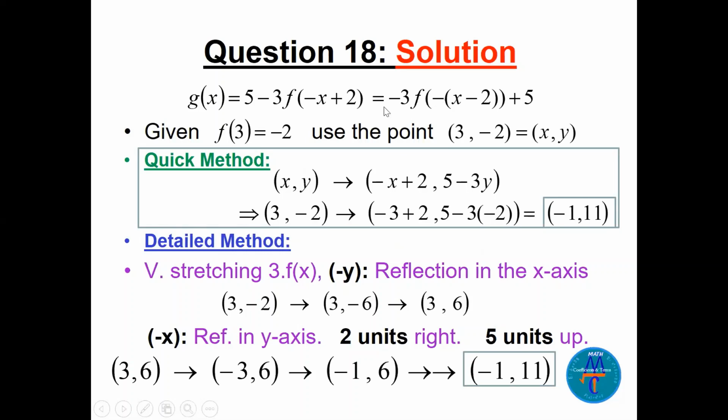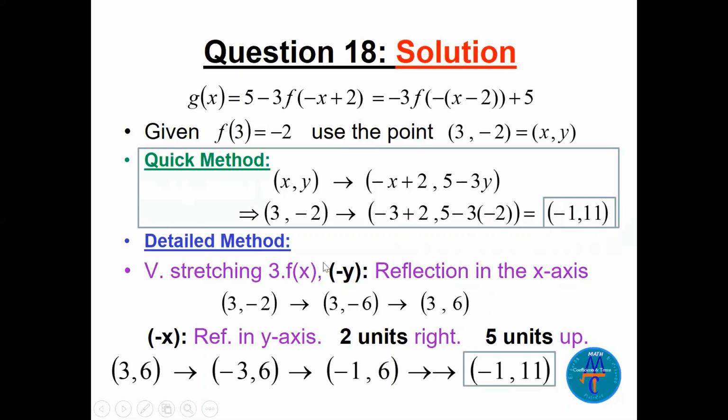So what do I need to do? I have to change it to minus x plus 2. See, this is on the x. And then 5 minus 3y. So I can just replace x there and replace y there. See, the point will be minus 1, 11.